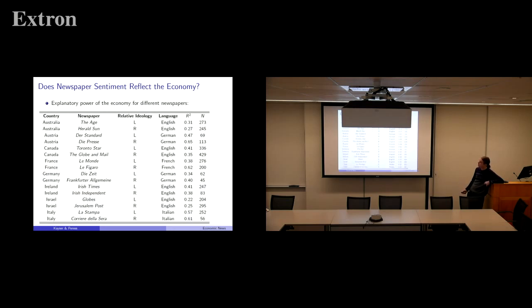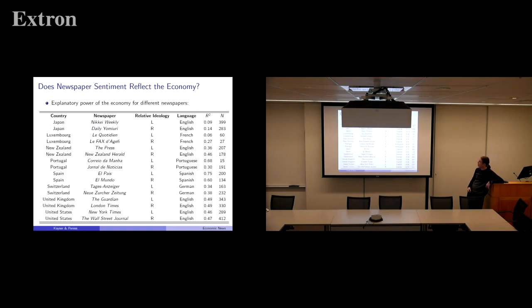This is looking at things on a newspaper by newspaper basis. So these are R-squareds for regressions where the dependent variable is sentiment and the independent variables are growth, unemployment, and inflation. We can see that the R-squareds vary somewhat across newspapers. So in some countries, we're better able to explain the sentiment based on the economic variables. In some countries, it's worse. But none of them are particularly low, and some of them are extremely high. Like the US, we get really high R-squareds. In the UK, we get really high R-squareds.